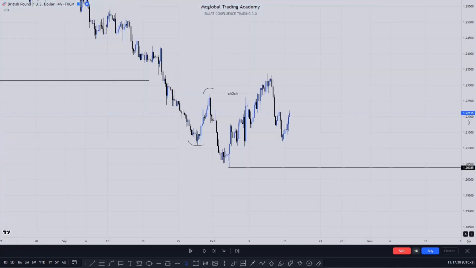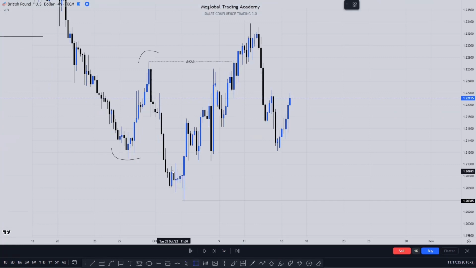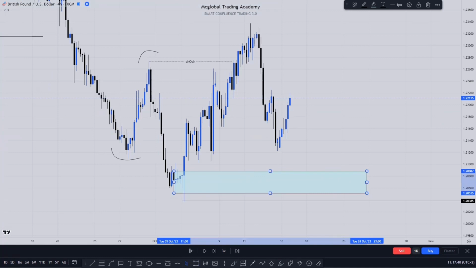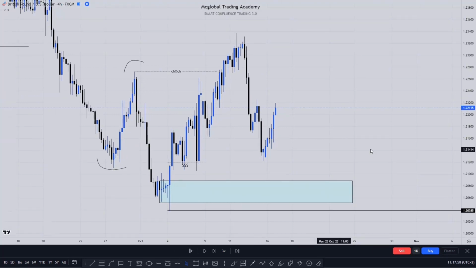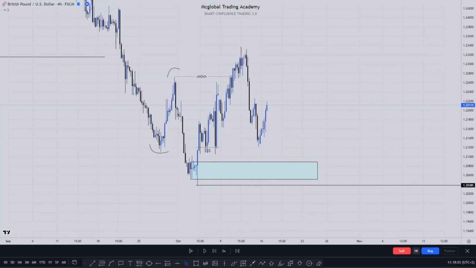So right here, we now have a change of character, which is so clear. We can see an untapped demand right here, and we can also see liquidity just above it. These equal lows, it's all liquidity. And liquidity is one thing that institutions like to always collect before they go wherever they want to go. So right here, this is your high probability entry zone for the buys.